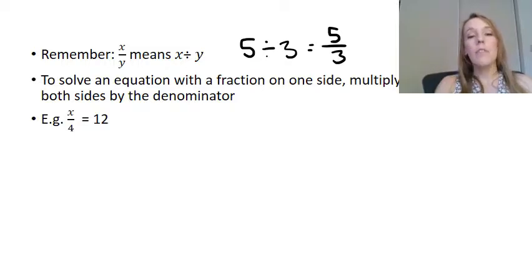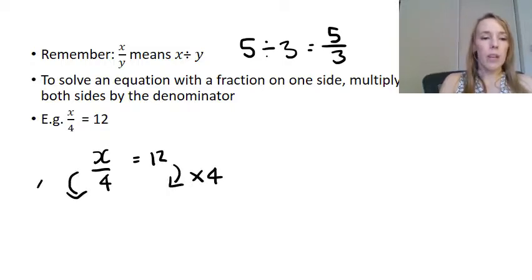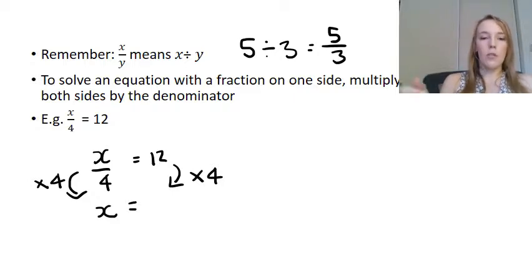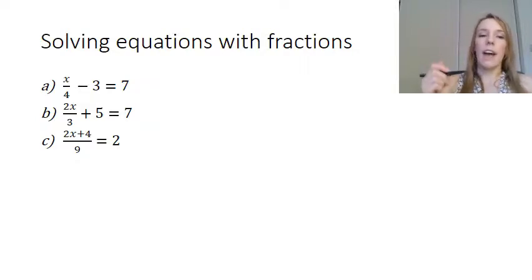Okay, so to solve an equation that has a fraction on one side, all we do is multiply both sides by the denominator to get rid of it. So in our example, we have x divided by 4 equals 12. The inverse of dividing by 4 is multiplying by 4. So we're just going to multiply both sides by 4 because 4 is that denominator. So x divided by 4 times 4 is just going to equal x. And 12 times 4, what's that? 12, 24, 36, 48. It's 48. Simple as that. Okay, so I've got a few examples here that involve fractions.